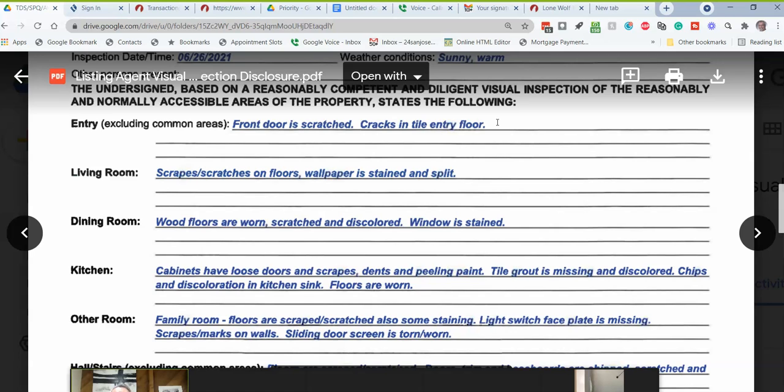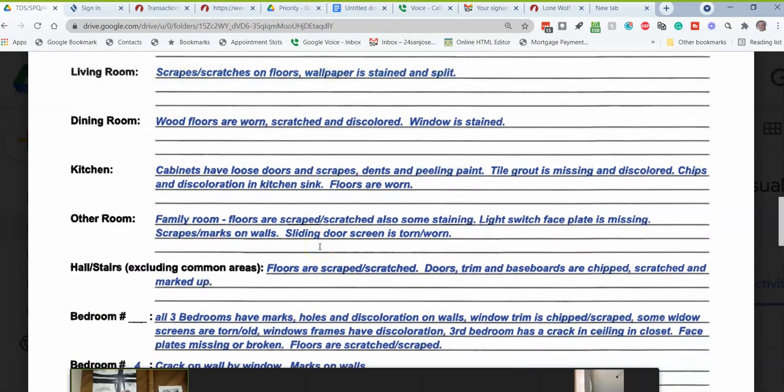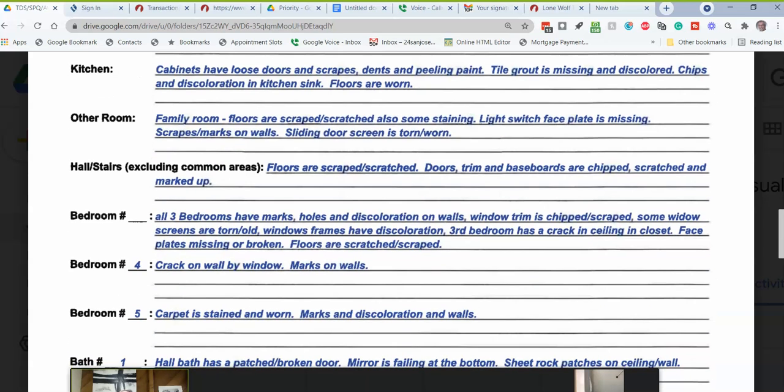Living room, scrapes, scratches on floors, wallpaper is stained and split. I told you it was a teardown. Wood floors are worn, scratched, and discolored. Window is stained. Again, notice none of the adjectives. Cabinets have loose doors and scrapes, dents and peeling paint. Grout is missing and discolored. Chips and discoloration, and kitchen sink floors are worn. Notice again, none of the adjectives.